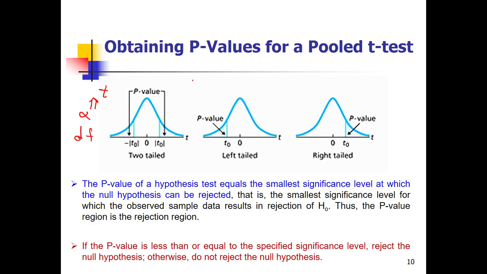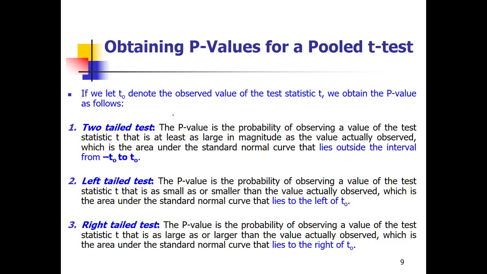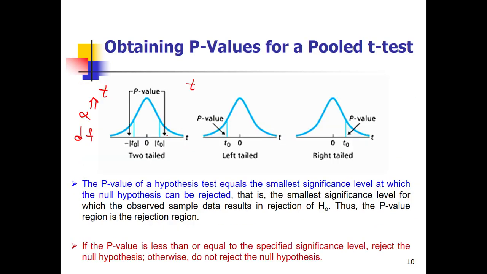Then you also calculate one T by using this equation that we have. If that T that you calculate is somewhere here in the shaded area, you will reject your null hypothesis. Okay, for the two tail. For the left tail, if your T is somewhere here, and for the right tail, if your T is somewhere here, in all those cases, you will reject your null hypothesis. Otherwise, you will accept it.